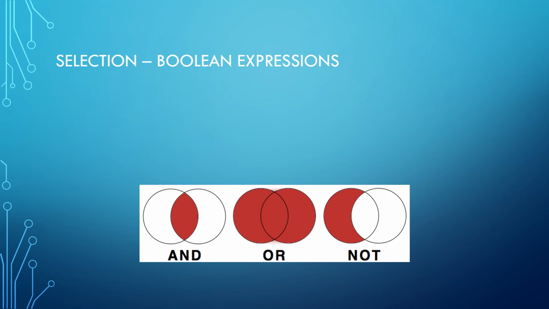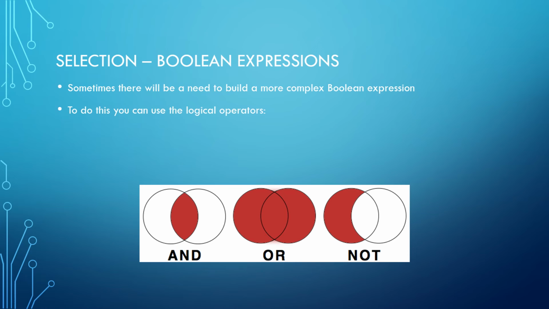Sometimes there will be a need to build more complex Boolean expressions. You can do this with logical operators. Using a logical AND, you can specify that both conditions must be true. Using a logical OR, you can make something happen if either condition is met. And using a logical NOT, we can check if something is not met.